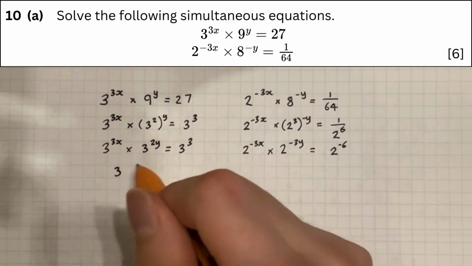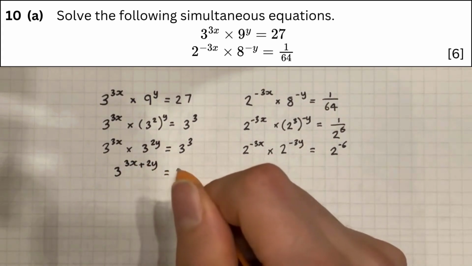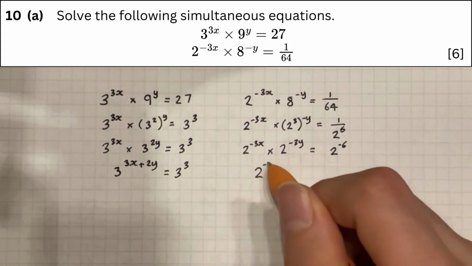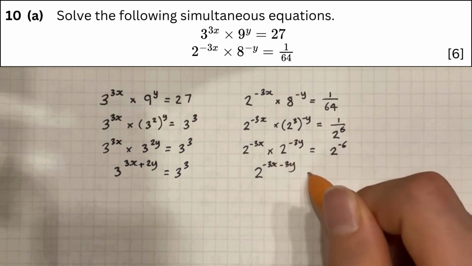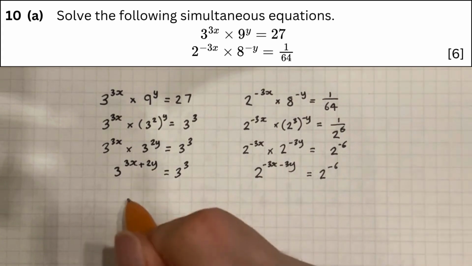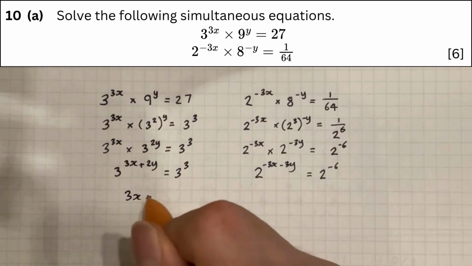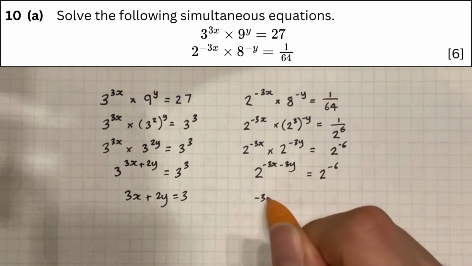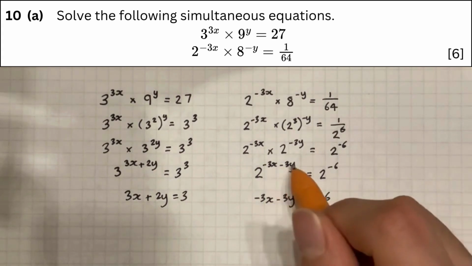Now, laws of indices tells us we can add these two powers together, like this. And similarly, on the right-hand side, we can add these two powers together, but they're going to be subtracted because they're both negative. Now, if 3 to this power is equal to 3 to this power, those powers must be the same because the bases are the same. So we get this equation. Similarly for the 2's, 2 to the first power is 2 to the second power, so the powers must be exactly the same.